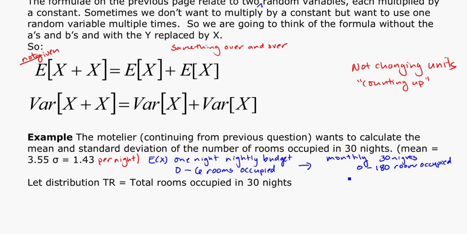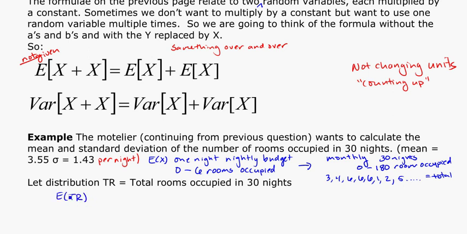So he's trying to estimate, given that he'll have a variety of rooms occupied every night. You know, it could be something like 3 the first night, and 4, a couple of nights of 6s, then maybe a 1, 2, 5. He's trying to estimate over 30 nights, what's that going to add up to in total? But that's going to be revolving around the fact that each night you have an average, or an expected value, of 3.55.